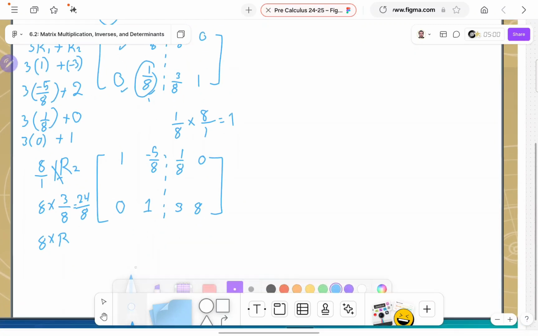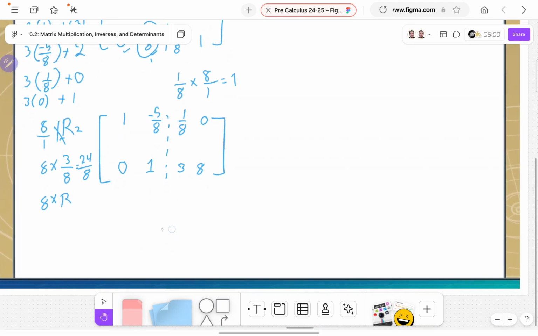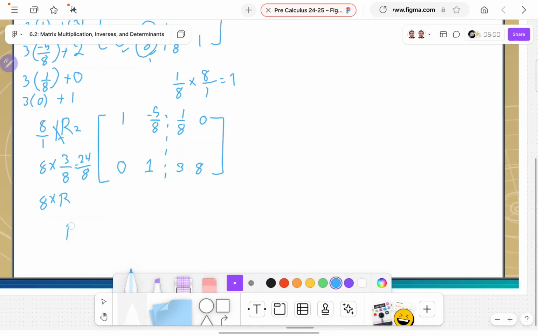Now as you can see, I need to make this value also equal to 0. And to make this value equal to 0, let's erase this, I have to multiply also with the reciprocal. So row 1 should be multiplied by 8 over 5. Okay, so now let's do it.